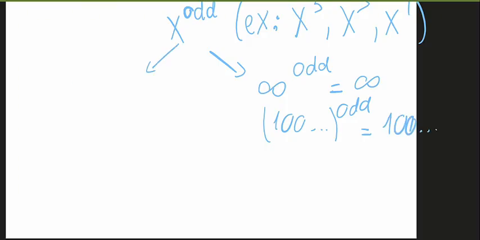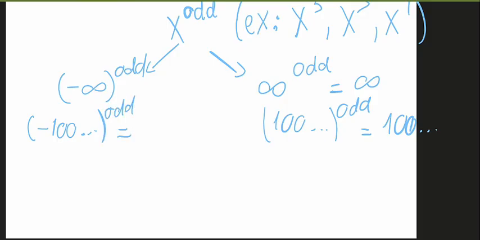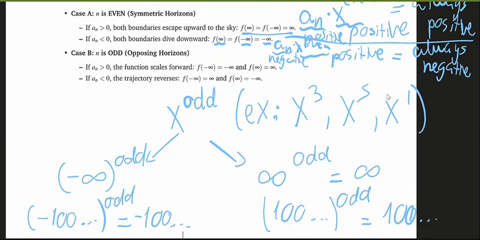Now what about negative infinity to the power of odd? That is going to be negative infinity. For instance, negative 1 with a whole bunch of zeros to the power of odd, what is that going to be? It's going to be negative 1 with a whole bunch of zeros. So it's going to be negative. Unlike the even power, the odd power can be positive and negative.